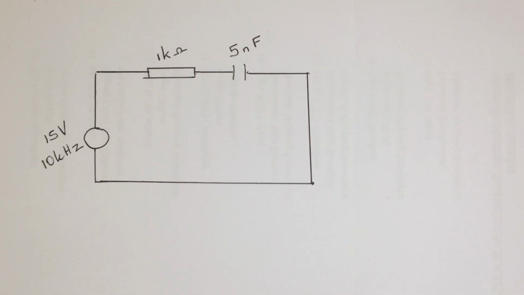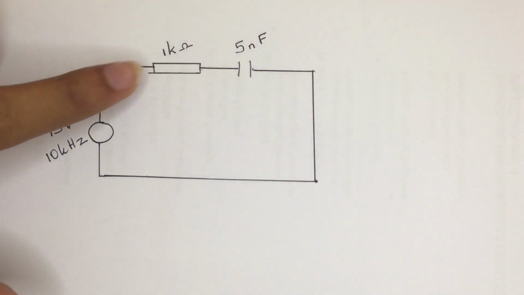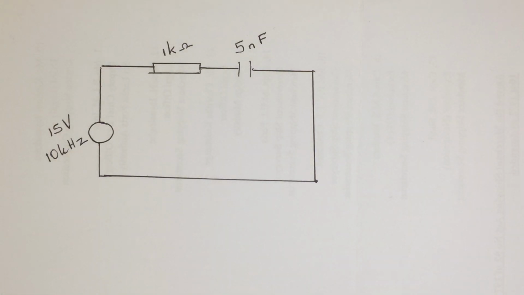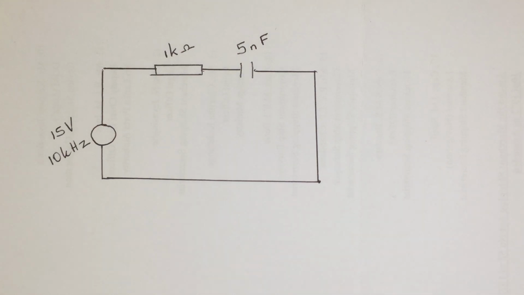As you can see over here, they have given a voltage source with 15 volts and 10 kilohertz, and there's a resistor with 1 kilo ohm, and there's a capacitor with 5 nanofarad. So here the question is, we need to determine the power factor, active power, reactive power and the apparent power. So we need to find those four values.